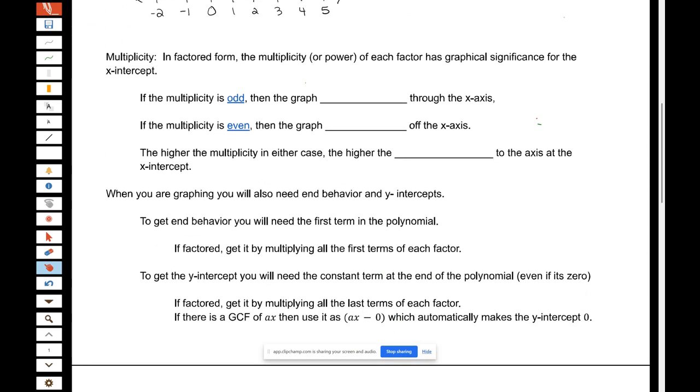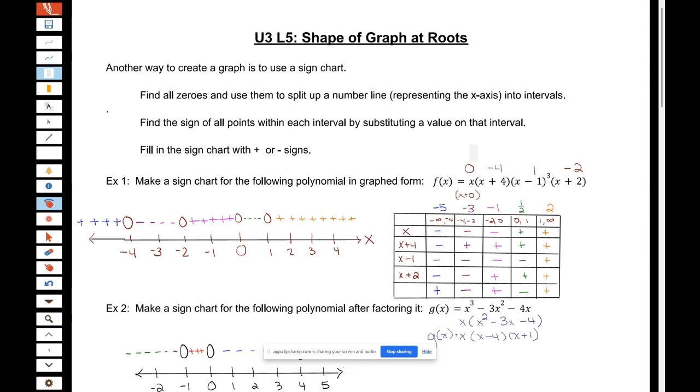In factored form, the multiplicity or power of each factor has a graphical significance for the x-intercept. The multiplicity is the power of each factor. If I were to ask you the multiplicity of the factor x, it would be 1 because its exponent is 1. The multiplicity of x plus 4 is 1. The multiplicity of x minus 1 would be 3 because it has a power of 3. And the multiplicity of the x plus 2 factor, or the root of negative 2, is 1.